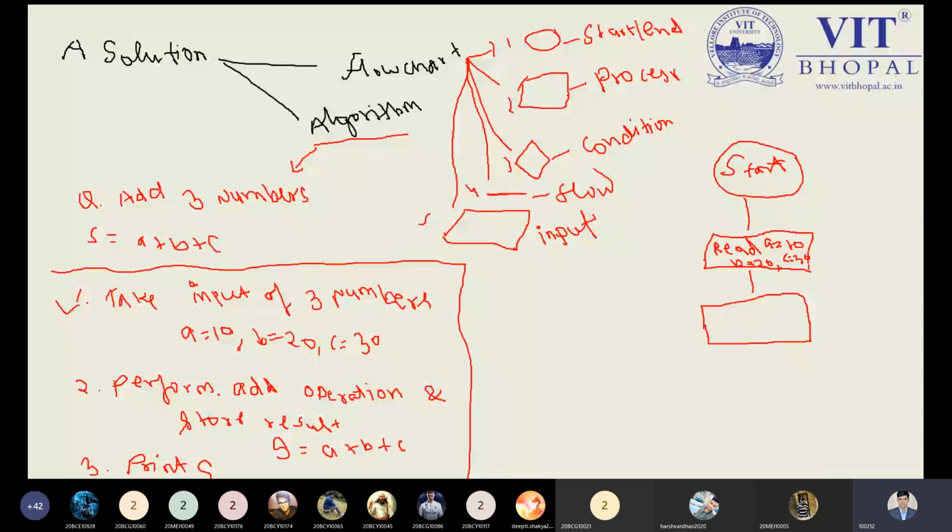I can use only S is equal to A plus B plus C. The person who is looking at the flowchart as a solution will understand. Now I can write S is equal to A plus B plus C. This is the process. In this process box, some operation is to be performed, that is addition. Now is it clear to all?